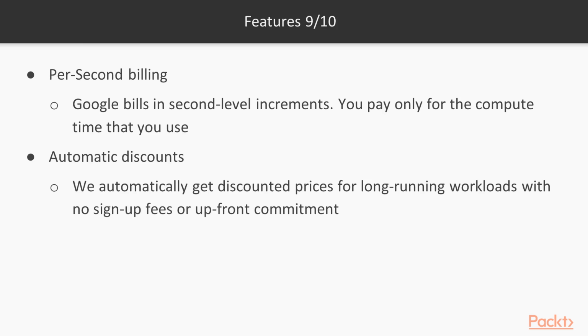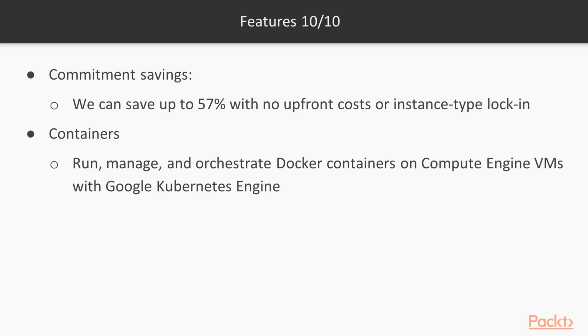And you can save a lot of costs using per second billing and of course the automatic discounts for sustained use. With committed use discounts, you can save up to 57%, with no upfront costs or instance type lock-in. Run, manage, and orchestrate containers on Compute Engine VMs with Kubernetes Engine.